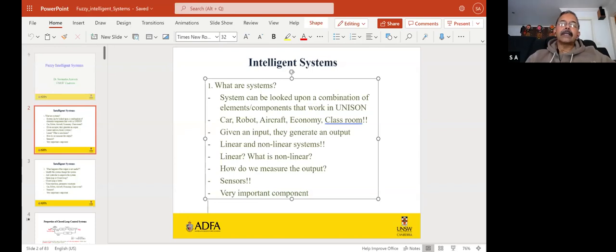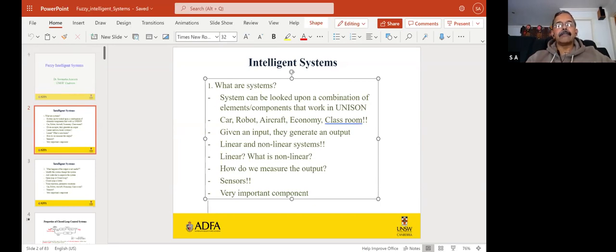So it doesn't matter whether it is a linear system or a nonlinear system, because it is a system, you have got an input and you got an output. And when we talk about the output, the most important thing is we should be able to measure that output. If you are not able to measure the output, it just doesn't serve any purpose, right? And how do we measure the output? To measure the output, the instrument that is used is called the sensor.